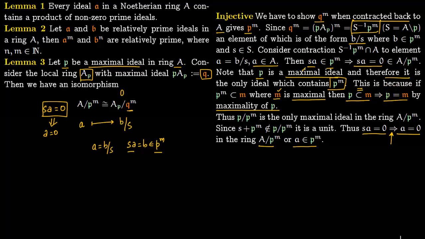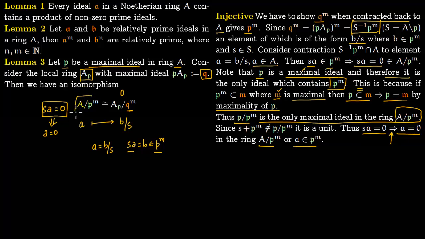So P is equal to M. So essentially what we have proven is that if P is a maximal ideal, it is the only ideal which contains P to the M. So thus P modulo P to the M is the only maximal ideal in this ring, A over P to the M, because P is a maximal ideal. As we said, it is the only ideal which contains P to the M.